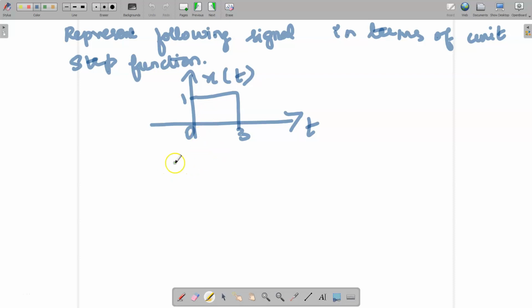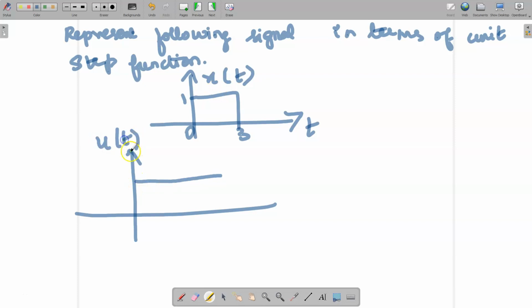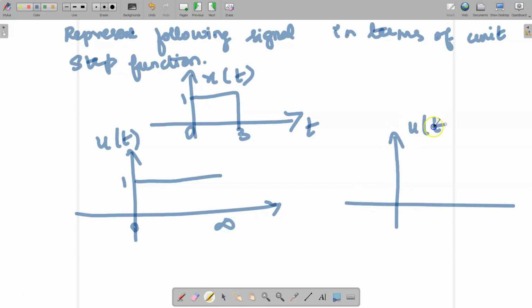First it is looking like a unit step signal. So, first draw a unit step signal, u of t. u of t is 1 for 0 to infinity. So, draw your signal u of t. Next, again they have a signal starting from 3, so let me draw u of t minus 3. What is u of t minus 3? From 3 to infinity the amplitude exists. It is nothing but u of t minus 3.